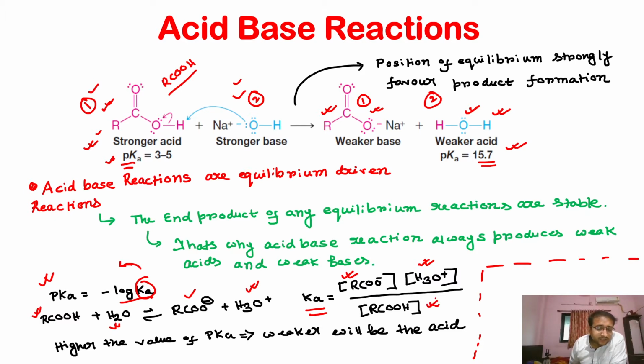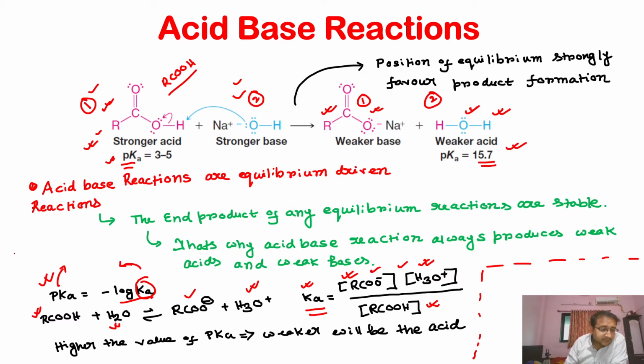So if an acid is very strong, then the concentration of this RCOO minus and H3O plus will be higher. The stronger the acid, the higher the Ka value, or acid dissociation constant. However, if we take the minus logarithm of the acid dissociation constant of a strong acid, we will obtain a lower pKa value, because we are taking the minus logarithm.